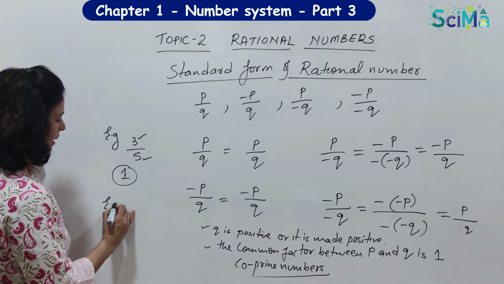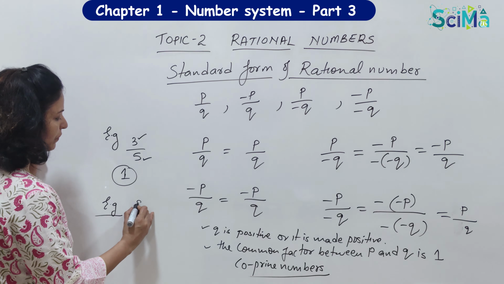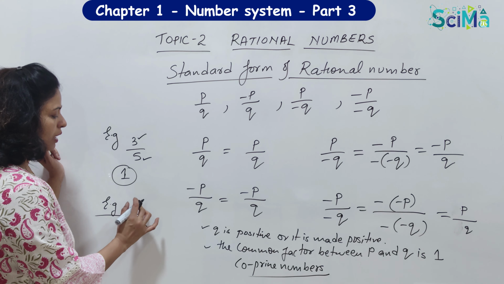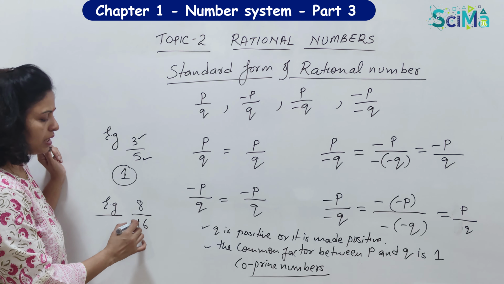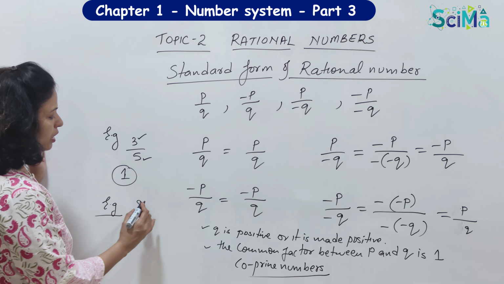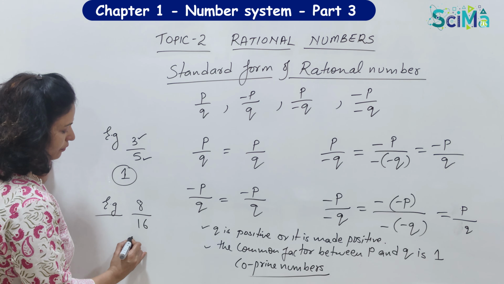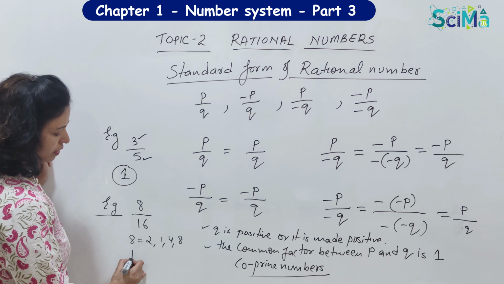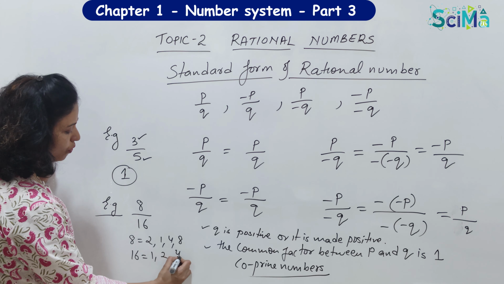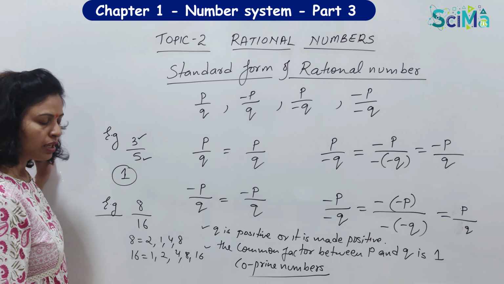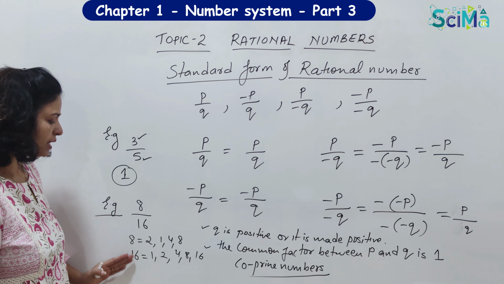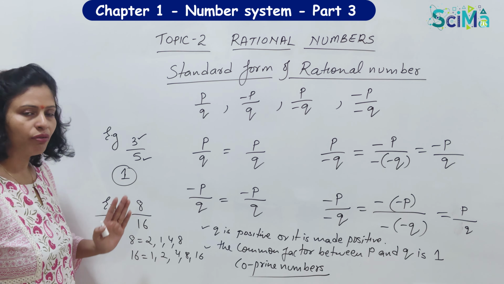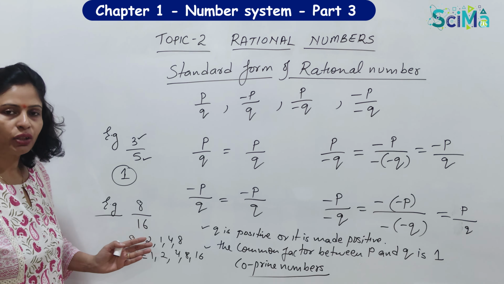Suppose I give you one more example, 8 by 16. Now a common factor other than 1 is possible between 8 and 16. What are the factors of 8? 1, 2, 4, 8. Factors of 16 are 1, 2, 4, 8, 16. So what common factors are possible between 8 and 16 other than 1? 2 is a factor of both 8 and 16. 4 is also a factor of 8 and 16. 8 is also a factor of 8 and 16.